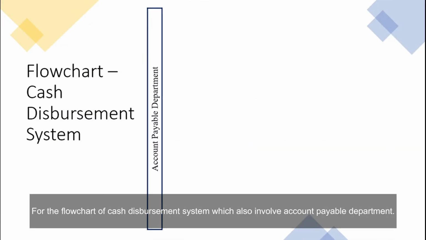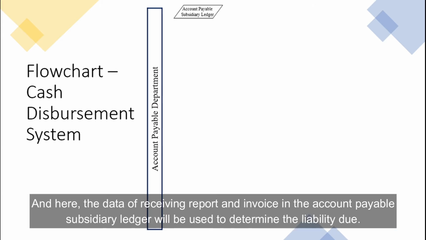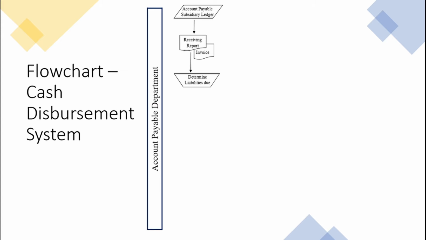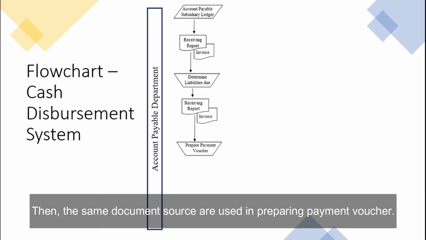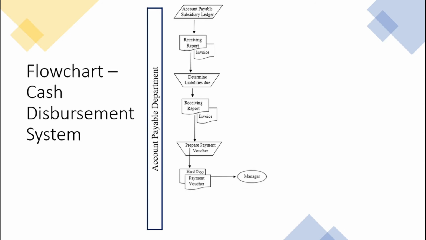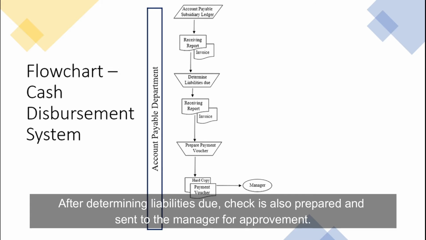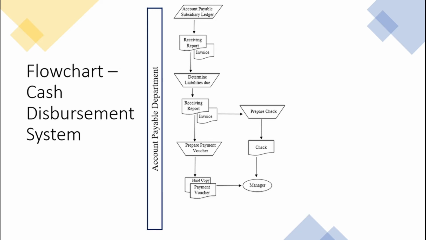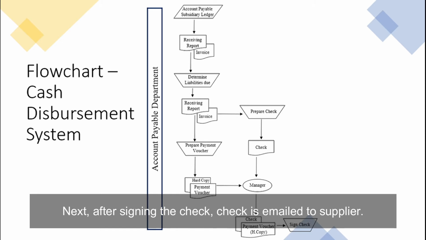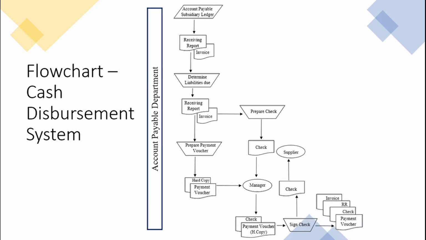For the flowchart of cash disbursement system, it only involves account payable department. And here, the data of receiving report and invoice in the account payable subsidiary ledger will be used to determine the liability. Then, the same document source are used in preparing the payment voucher. The hard copy of the payment voucher is then sent to the manager afterwards. After determining liability dues, check is also prepared and sent to the manager for approval too. Next, after signing, the check is emailed to supplier.